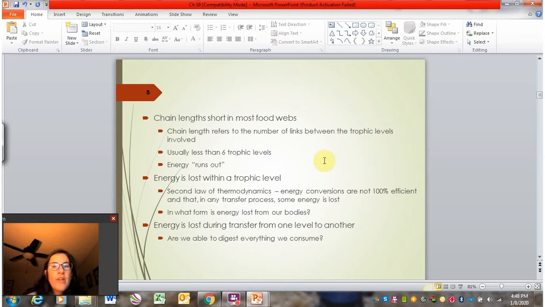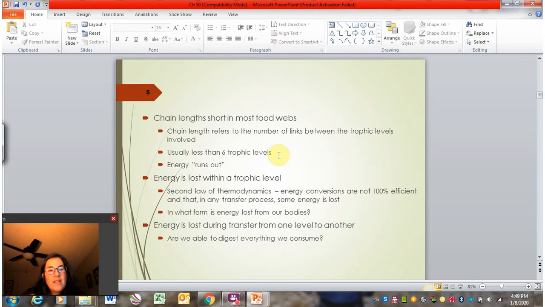So when we look at food webs and food chains, we see that chain lengths are normally short. So in our examples, we saw tertiary consumers as the highest level. Really, you don't get much higher than a quaternary consumer. So usually less than 6 trophic levels at the very most. And the reason why is because fundamentally the energy runs out, okay? And that is because energy is lost within a trophic level.